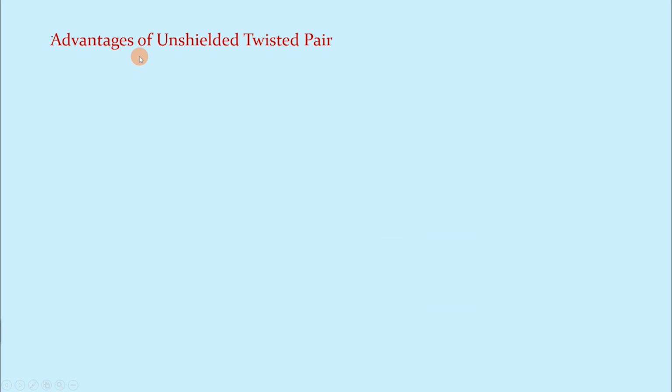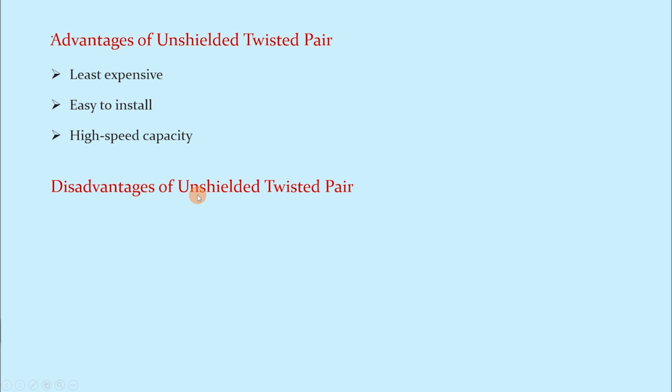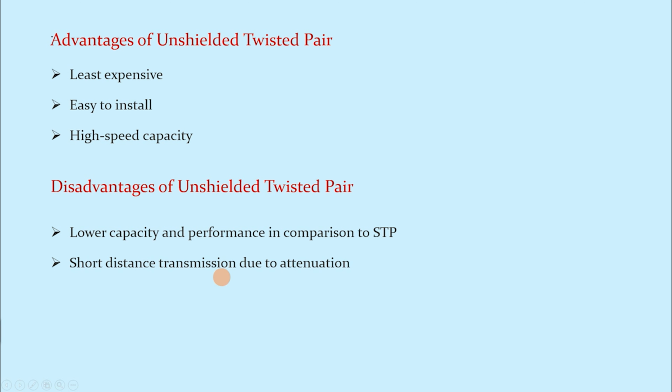Now advantages of unshielded twisted pair. It is least expensive, easy to install, high speed capacity. Now disadvantages of unshielded twisted pair: lower capacity and performance in comparison to STP, short distance transmission due to attenuation.